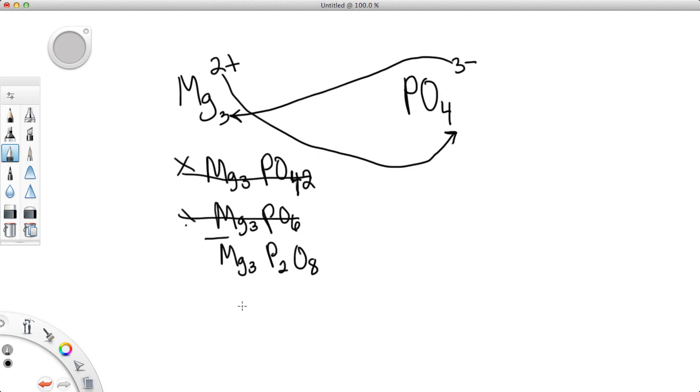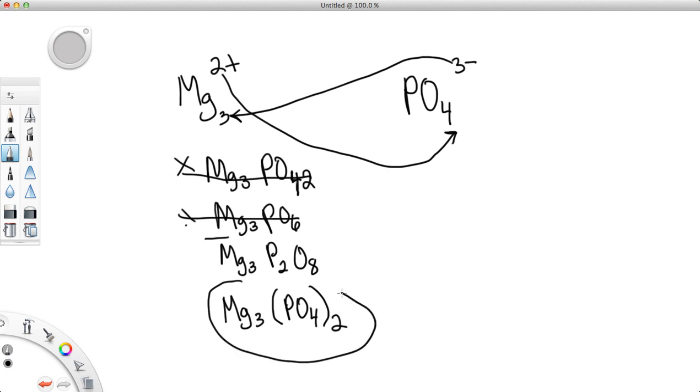So the correct way to indicate this in chemistry is really going to be Mg3, parentheses PO4, close parentheses, and we're going to multiply everything on the inside of this parentheses by 2. And this is the correct way to indicate that in chemistry. This is magnesium phosphate. Okay? And if you calculate it out, everything is balanced.